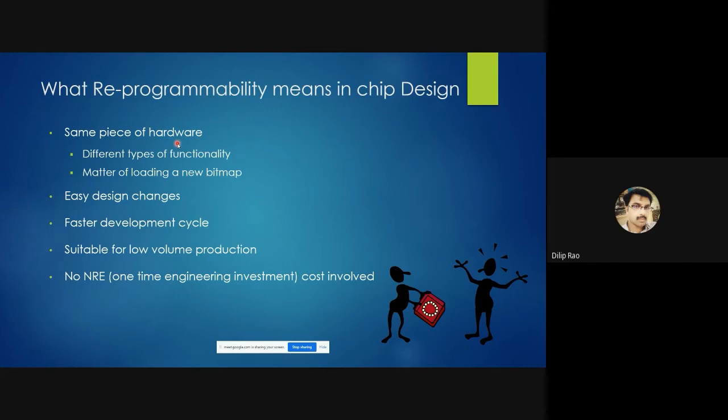It's a one-time investment that companies have to make in terms of the research, design, development, and testing of any products. So this is a one-time investment. It's usually prohibitively high for any company to invest. So that's what is called an NRE cost. That's what I said, right?